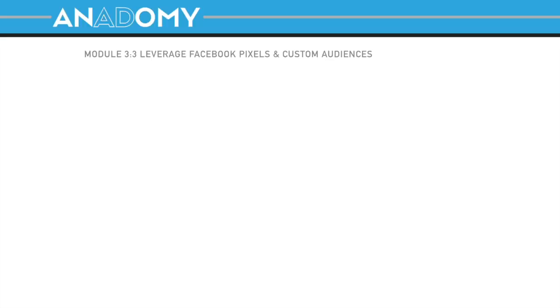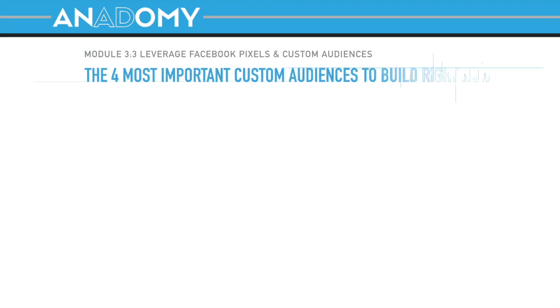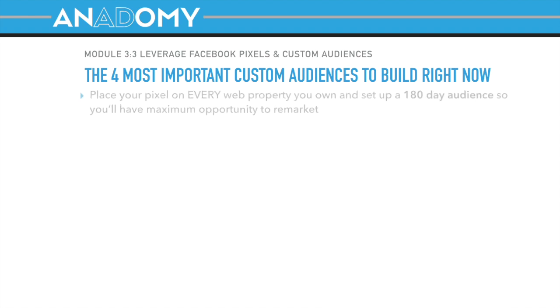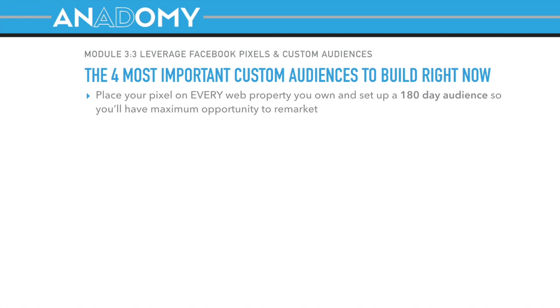So what I want to do to conclude this lesson about pixels and custom audiences is to show you the 4 most important custom audiences that you should be building right now. The first one is that you should be placing your Facebook pixel on every web property you own and set up a 180-day audience so you'll have the maximum opportunity to remarket anybody who interacts with your pages.